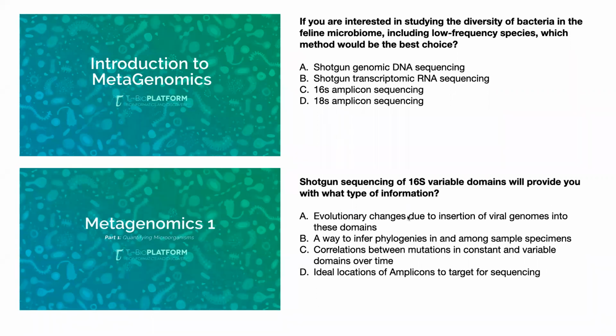Let's look at the second question. Shotgun sequencing of 16S variable domains will provide you with what type of information? A, evolutionary changes due to insertion of viral genomes into these domains. B, a way to infer phylogenies in and among sample specimens. C, correlations between mutations and constant and variable domains over time. And D, ideal locations of amplicons to target for sequencing. So which one do you think it is?